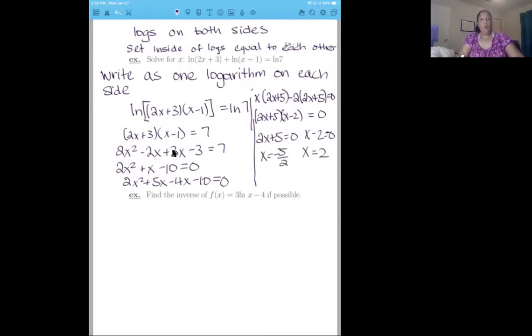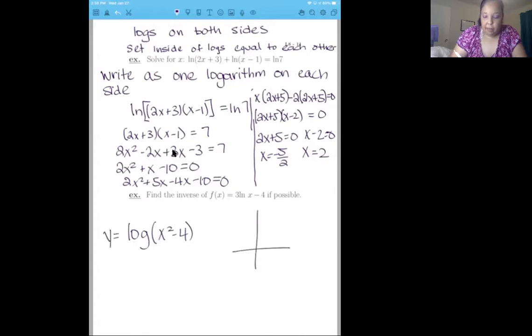Now, with logarithmic equations, you can do all the steps right, but your solutions may not always work, right? They could be extraneous solutions. Because remember, everything inside a logarithm needs to be positive. If I were finding the domain of a logarithm, for example, the log of x squared minus 4.